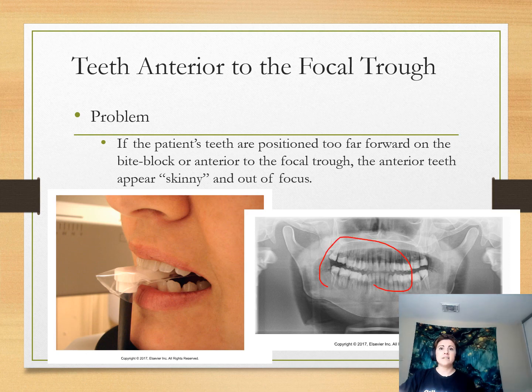Of these teeth, right? That was a terrible circle. I'm very sorry. These teeth here are very skinny and thin, and they look a little more blurry than, well, this side also looks pretty blurry. This is just a terrible image. But also, when you go too far forward, everything is out of the focal trough where it's supposed to be. The thing you need to know is that if you're too far forward, the anterior teeth will appear too skinny and out of focus. That is the important aspect here.